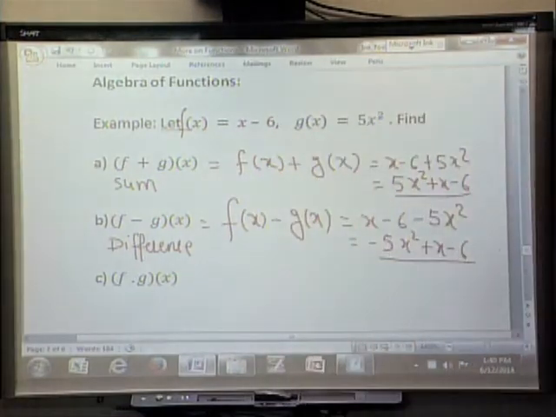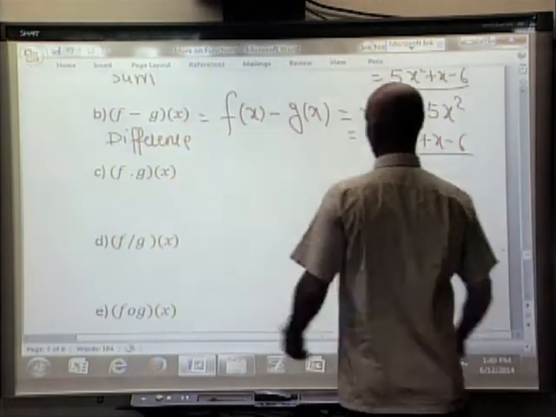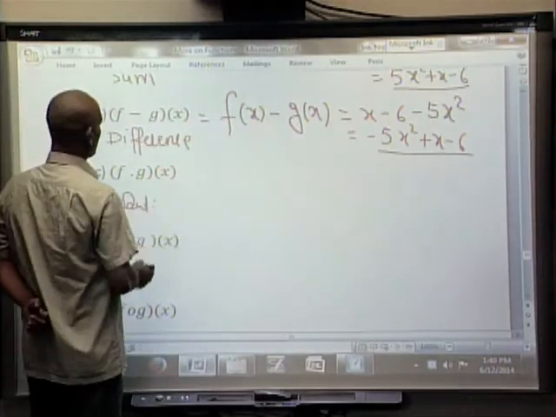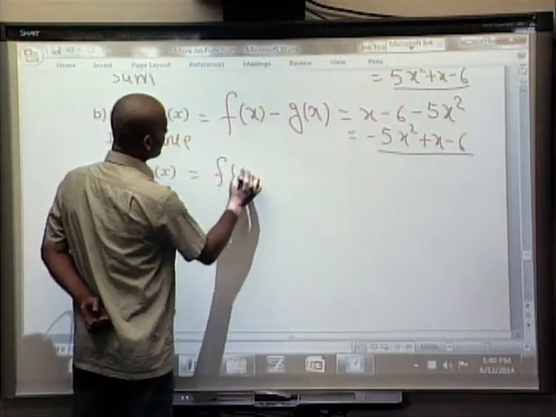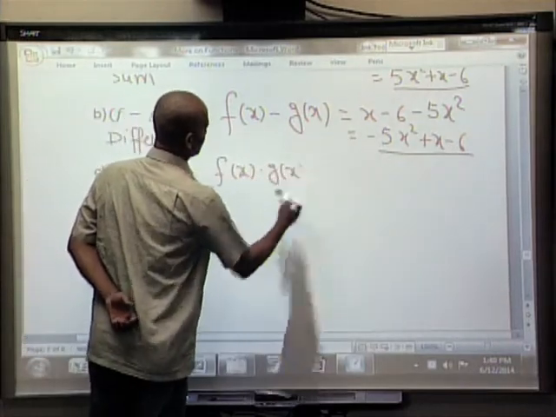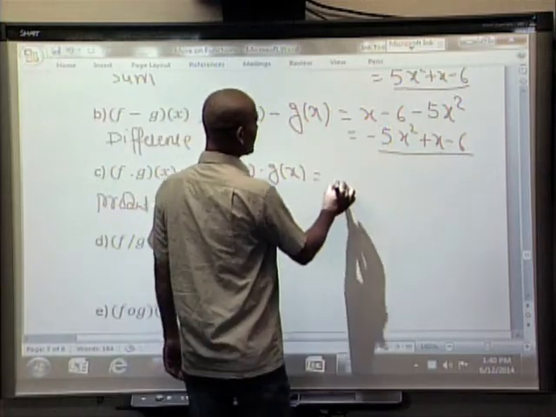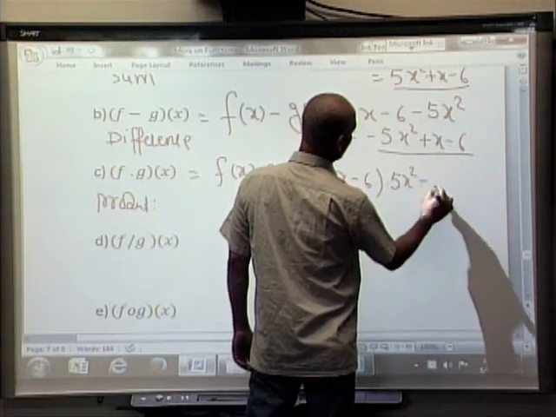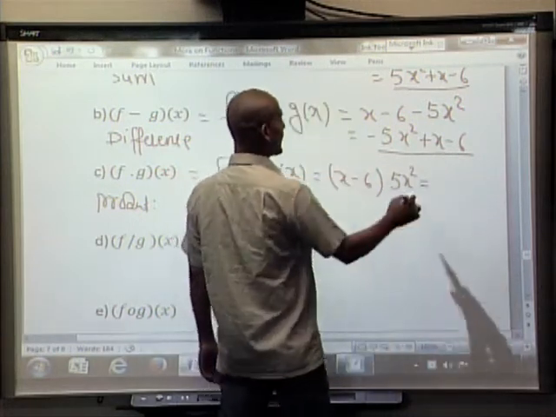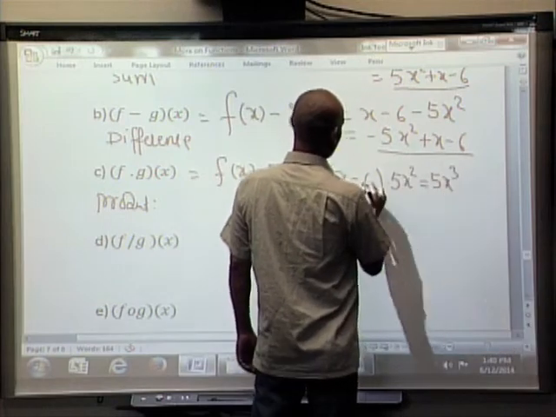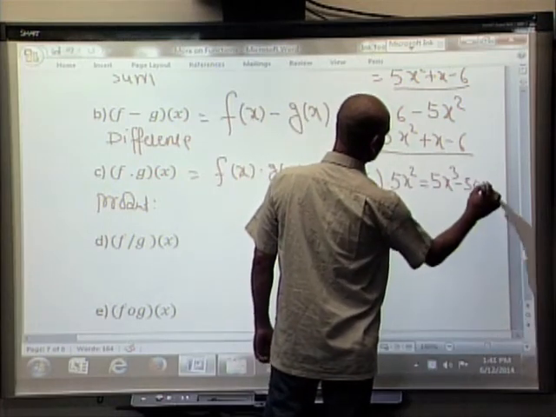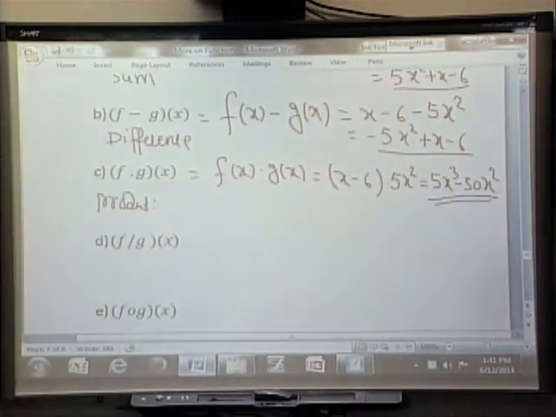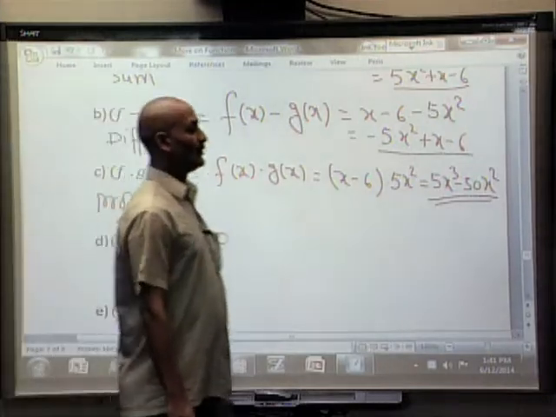Product, f times g. This is the product of two functions. The product of two functions is basically multiplying the formulas of the two functions. So in this case, one function is x minus 6, another function is 5x squared. If we multiply them, 5x squared times x is 5x cubed, 5 times negative 6 is negative 30, so negative 30x squared. So this is the new function coming by multiplying the two given functions.